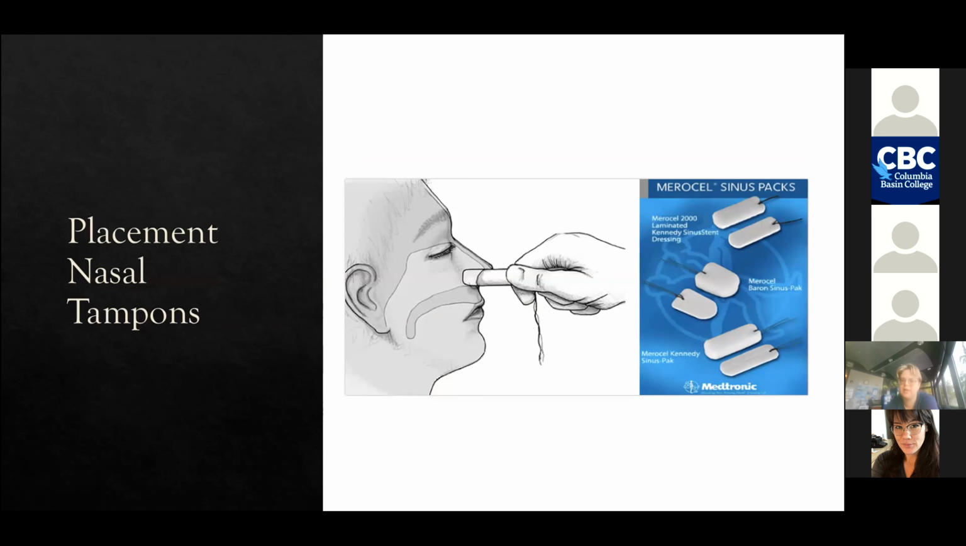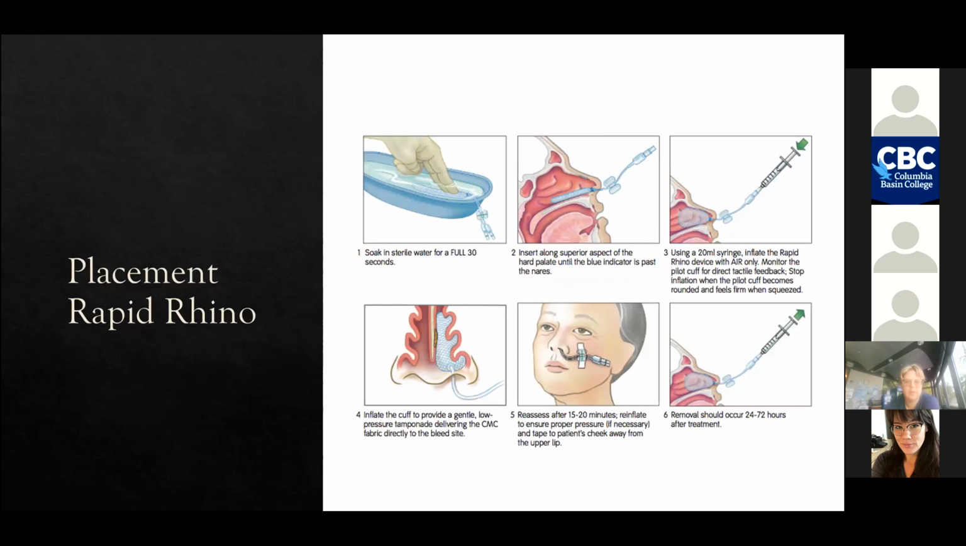So these are sinus packs. This is a pretty cheap, quick, easy version of a packing. And then the Rhino Rocket is kind of the gold standard. This one, you can soak it in the sterile water, and when you soak it, it becomes like a gel. So it's self-sealing, self-lubricating, and it gets slid up into the nose, and then it gets inflated also. That way it expands inside the nose to compress anywhere there might be any bleeds.